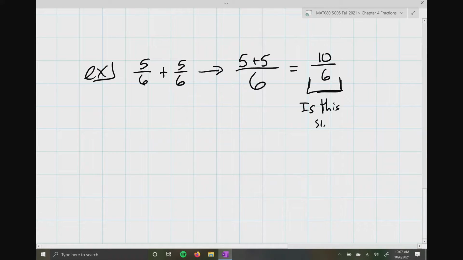Is this simplified? Now, there are many ways to do this, but you know me, I'm old school. I like to break numbers down. I want to figure out the prime factorizations of each of these. 10 is 2 times 5. 6 is 2 times 3.